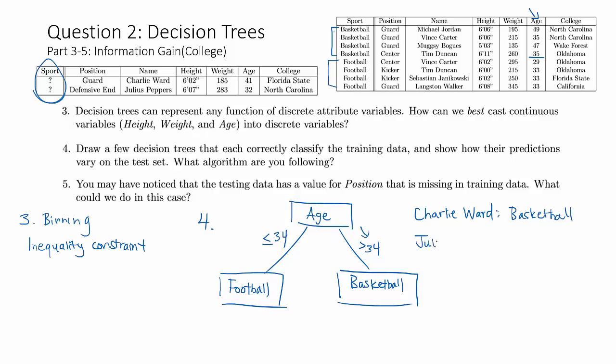Likewise, Julius Peppers. Julius is 32 years old, so he'll be taking the left branch and we'll output him as a football player.